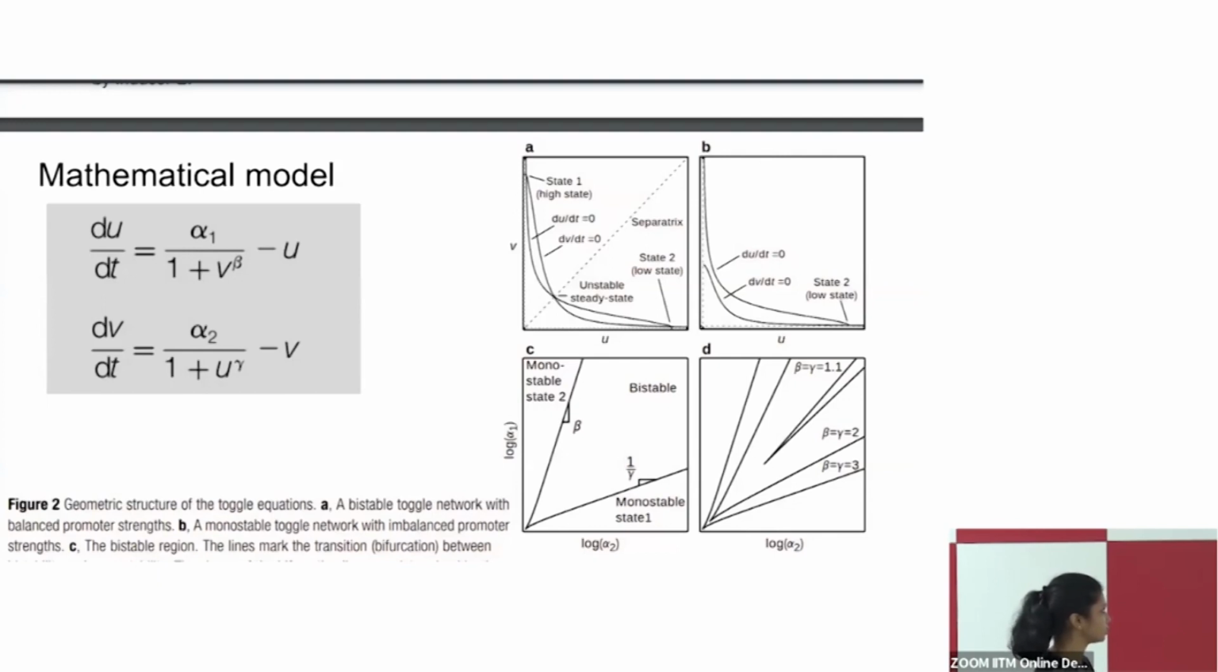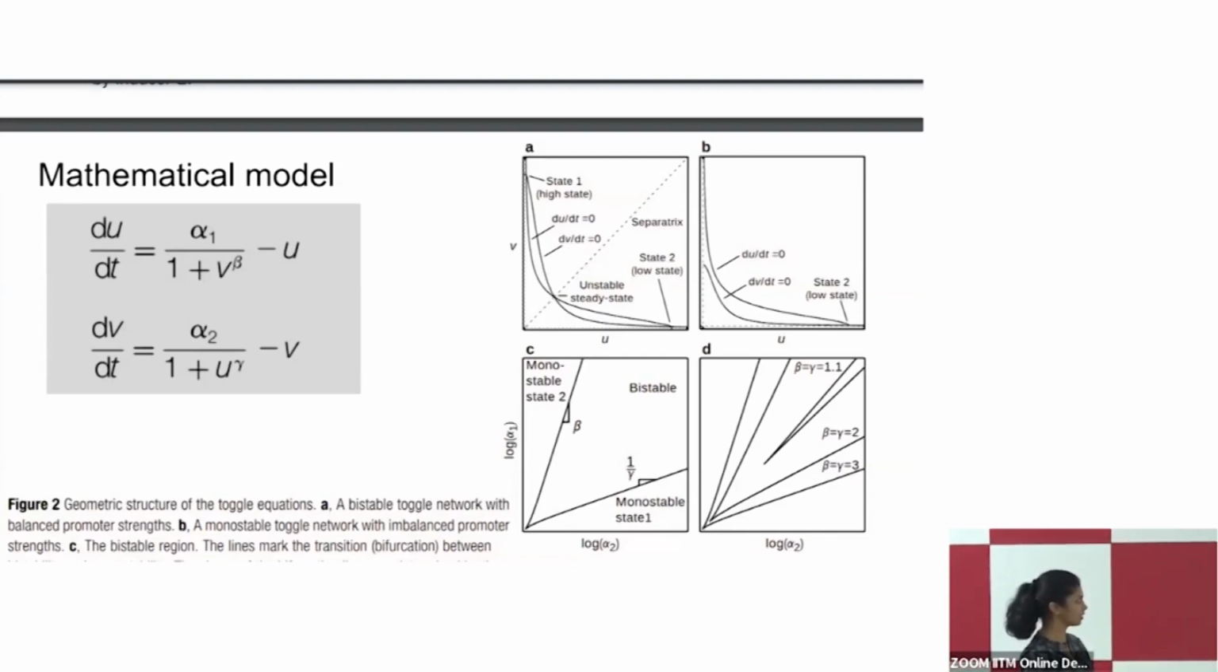That is the point where the two curves intersect. And if there are 3 points, they have also analyzed that the 2 points here and here are stable, and the point in between is an unstable steady state, which means when the system is at this point, it will tend to move towards either state 1 or state 2, which they have denoted as the high state and the low state of the switch.